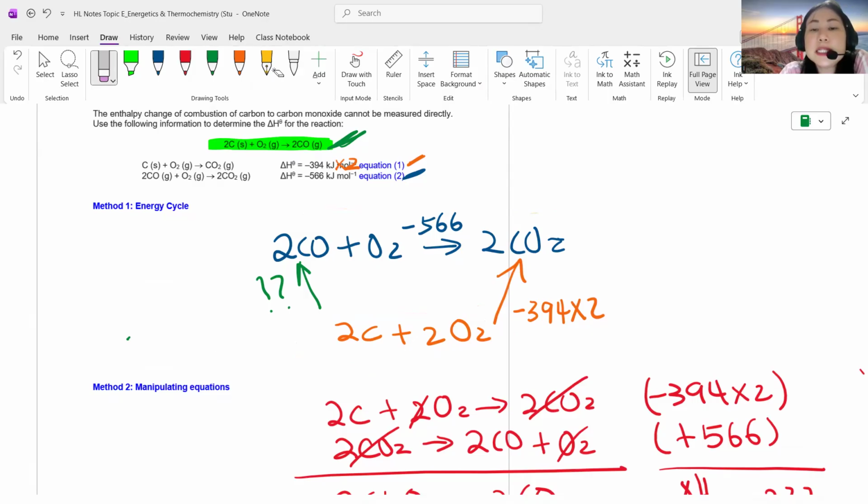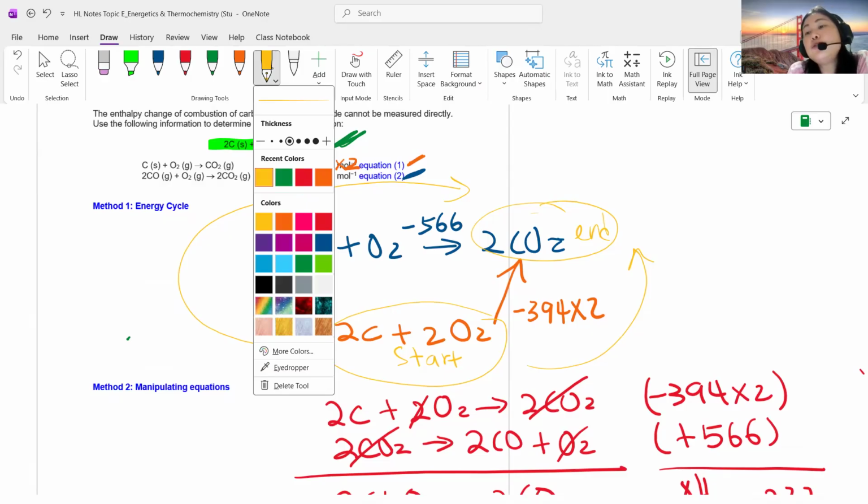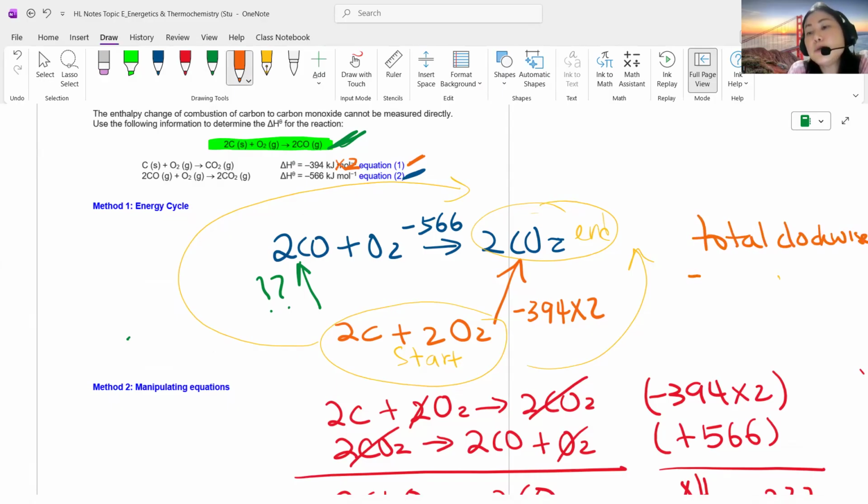So I need to define a start and an end. So you need to define a start and an end. So let's say if I define this as my start and I define this as my end. So this is one path. That is another path, right? So you can see this is one path. That's another path. It should be the same. Or sometimes you can see total clockwise is equal to total anti-clockwise. You can also use this, which is total clockwise is equal to total anti-clockwise.